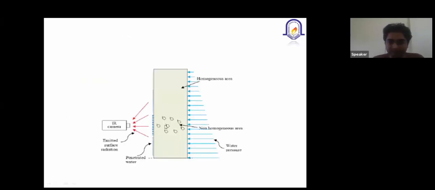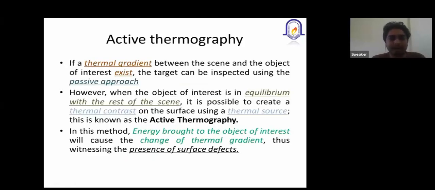Okay, to understand this, let's get into this diagram. This is one object. This object is a little bit homogeneous and non-homogeneous also. So this object itself emits the radiation. You can see here with the red arrows, these are the emitted surface radiation. Now this surface radiation is directly detected by the IR camera, and after getting this radiation, we can directly procure the thermograms. Understood?